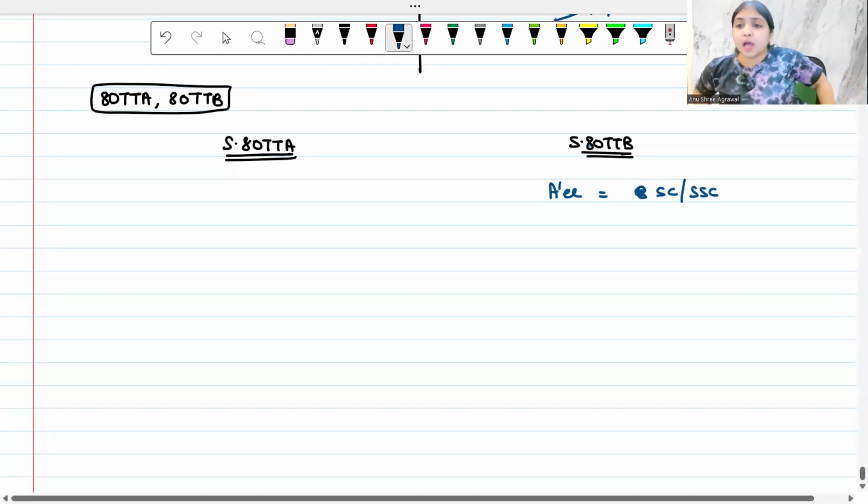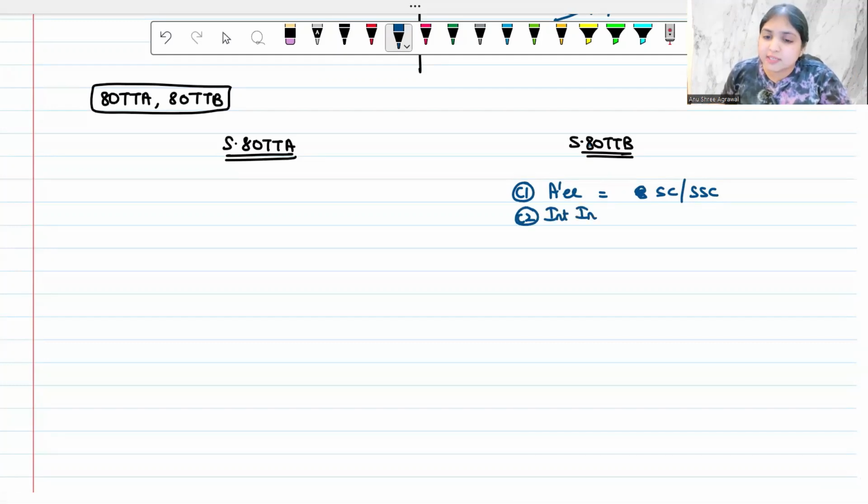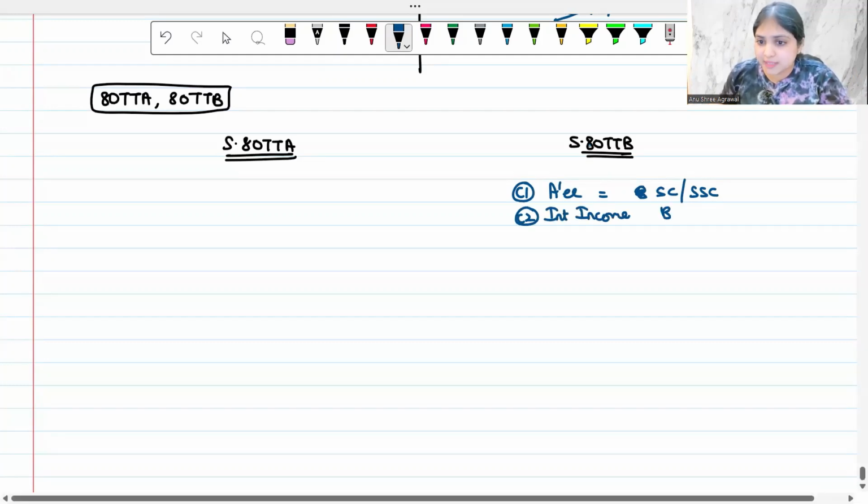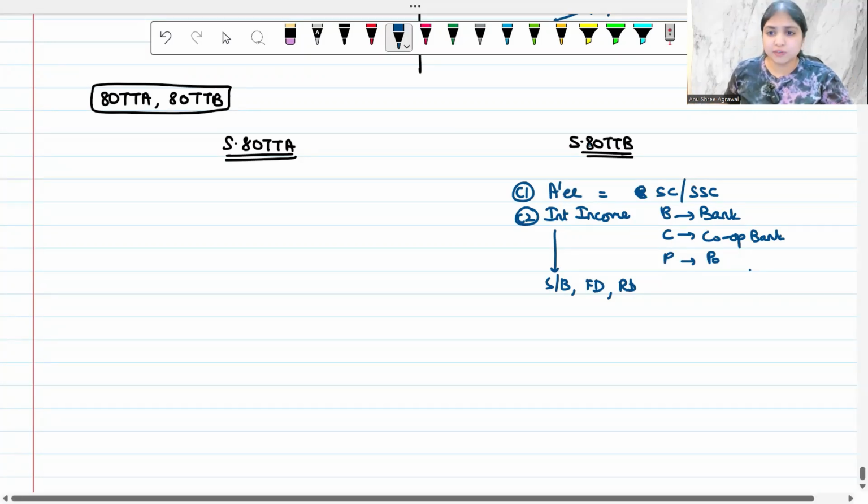Okay. Now, this is your first condition. And second condition is that assessee must be having interest income. Now, interest income assessee must have earned from BCP. B stands for bank, C stands for a cooperative bank, and P stands for post office. Now, this interest income can be any kind of interest income. It can be savings bank interest income. It can be FD account interest income. It can be recurring deposit interest income. It can be any kind of interest income, just that the interest income has to be from BCP.